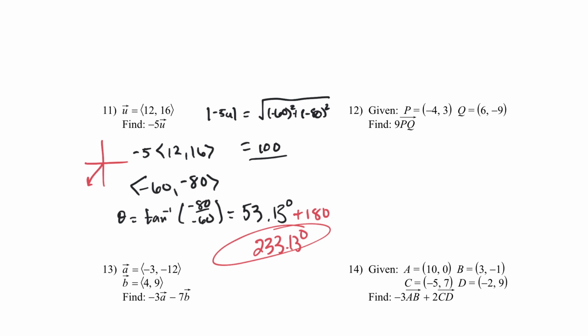Now, magnitude is just the Pythagorean theorem, right? I've got x and y here, so we wanted to find negative 5 times that vector. So we ended up doing this, multiplying, and we ended up getting negative 60 and negative 80. So this is the vector I'm going to be working with.